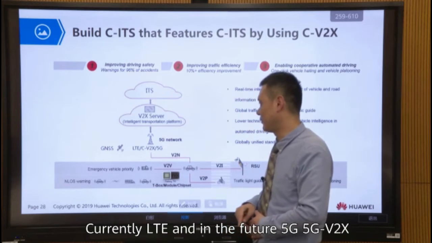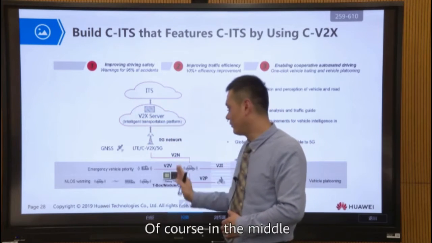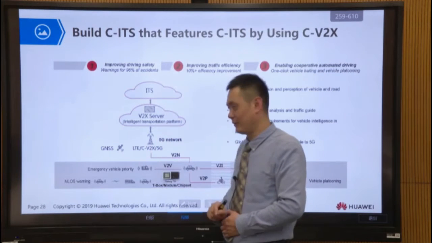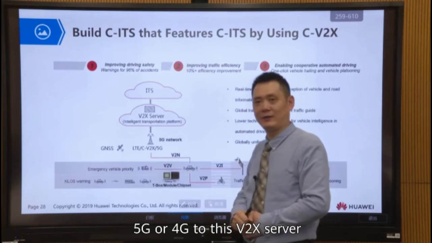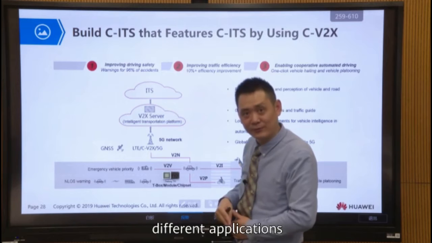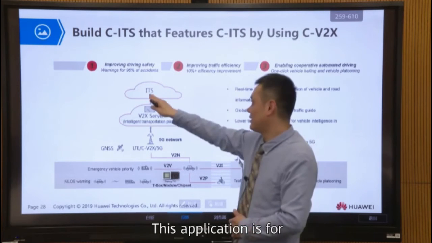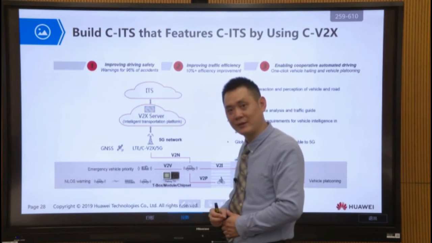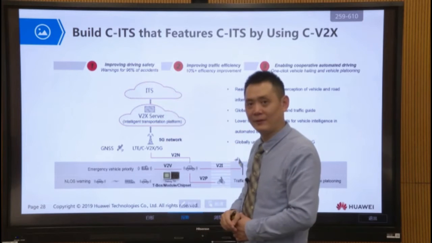Okay, 5G V2X. With this network communicate with this V2X server. Of course, in the middle, it should travel through the mobile network, 5G or 4G, to this V2X server. This V2X server should be installed with different applications, and the ITS is just one of these applications. This application is for the intelligent transportation. For what? It can improve the driving safety.